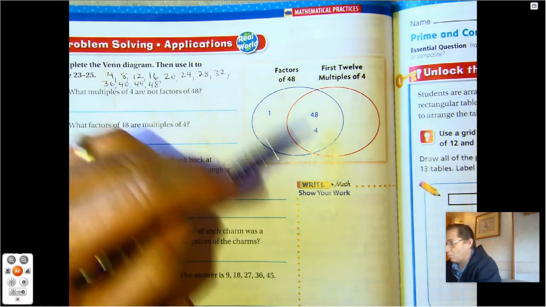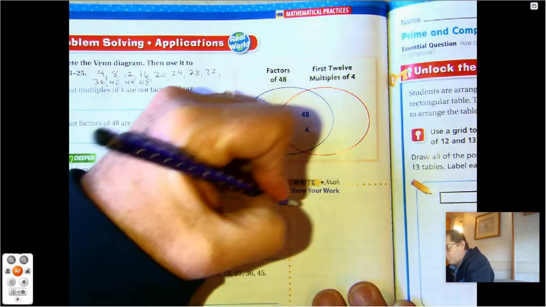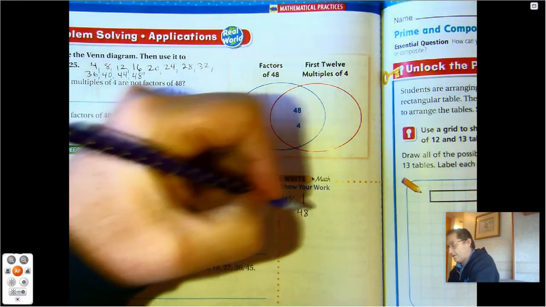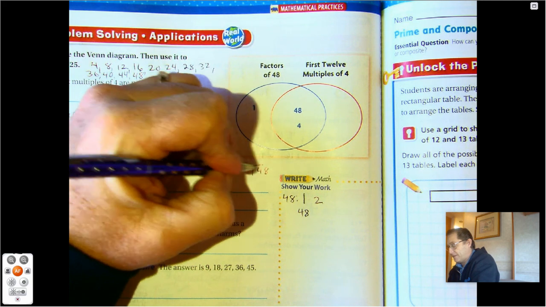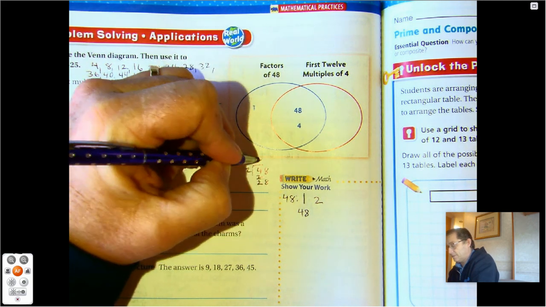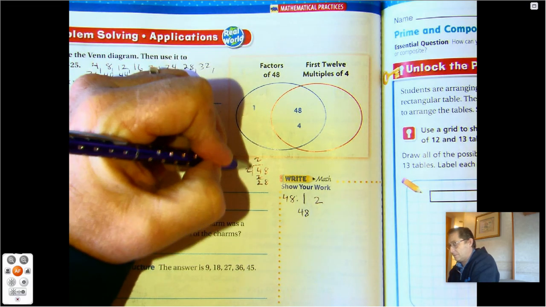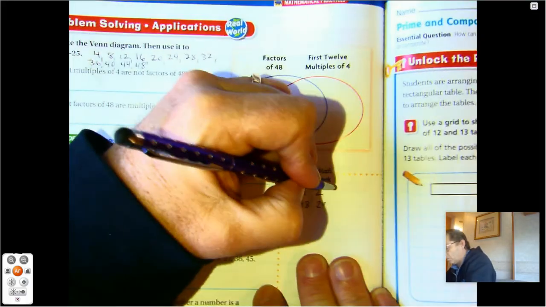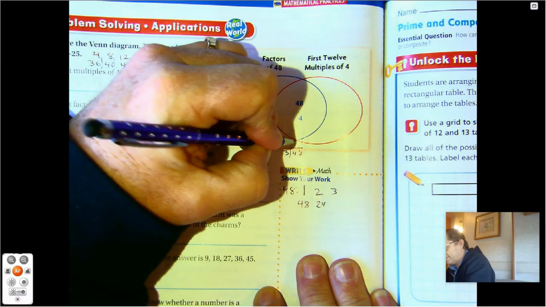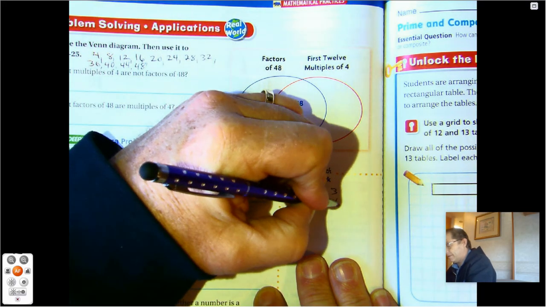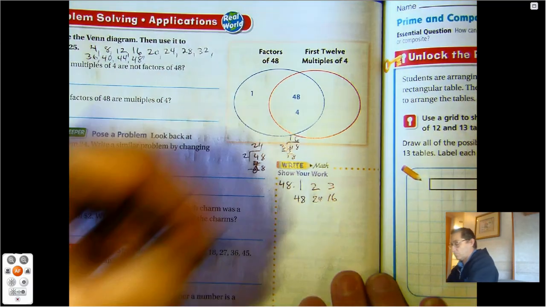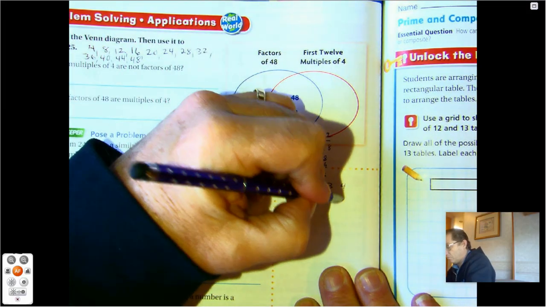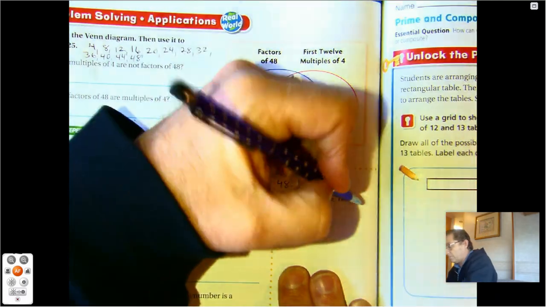Okay, and what are the factors of 48? Well, the factors of 48 are 1 and 48. 2 I know is a factor of 48. 48 divided by 2 is 24. 3. 4 plus 8 is 12, so 3 will work. 48 divided by 3, 16. 3 and 16. 4, I believe, will work. 48 divided by 4 is 12. 4 times 12. 5 will not work. 6 will. 6 times 8.